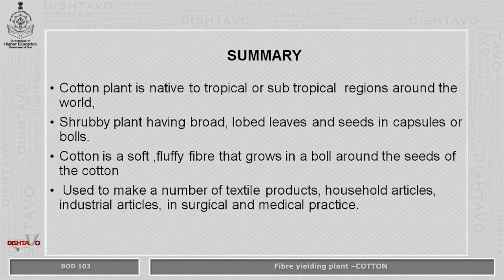To summarize my session today, the cotton plant is native to tropical or subtropical regions around the world. It is a shrubby plant having broad lobed leaves. The seeds are in capsules. The capsule is also called the boll. Cotton is a soft, fluffy fiber that grows in a boll around the seeds of the cotton. It is used to make a number of textile products, household articles, industrial articles. It is also used in surgical and medical practice.